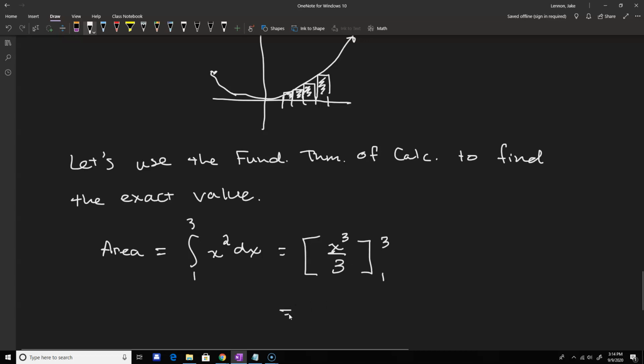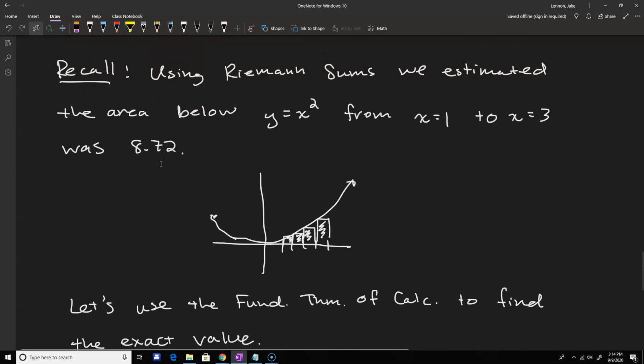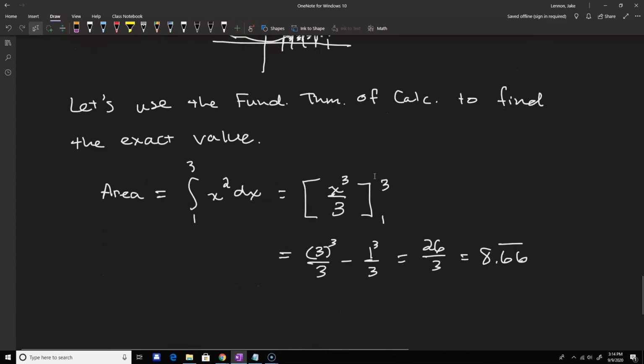So then what the fundamental theorem does is it says, well, plug 3 in for x, so we'd get 3 cubed over 3, and then plug 1 in for x, and subtract. And we end up getting 26 over 3, or 8.66 repeating, something like 8.67. And that is the exact perfect area underneath. So notice our Riemann estimation that we had, 8.72, was pretty close, but this is the actual perfect value. And if you kept doing the Riemann analysis with more and more rectangles, you would eventually get closer and closer to this value of 8.67.